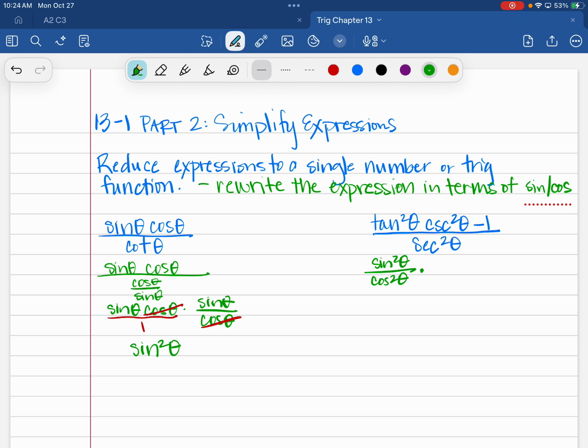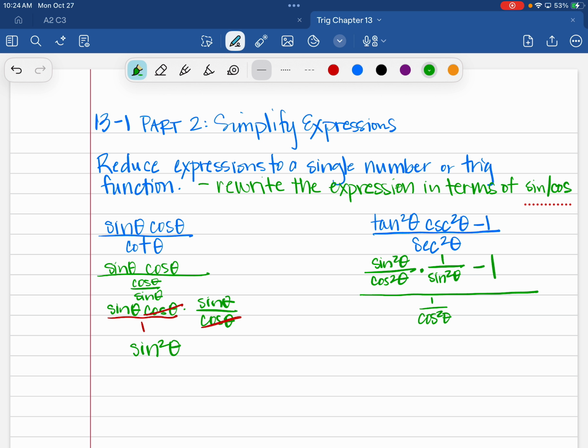cosecant is the reciprocal of sine. So cosecant squared would be 1 over sine squared, minus 1. That's all just in the top of that fraction. We are going to have so many fractions and fractions here. It's going to look gross until we can start simplifying things. Now secant squared is the reciprocal of cosine squared. So this I would change to 1 over cosine squared theta.